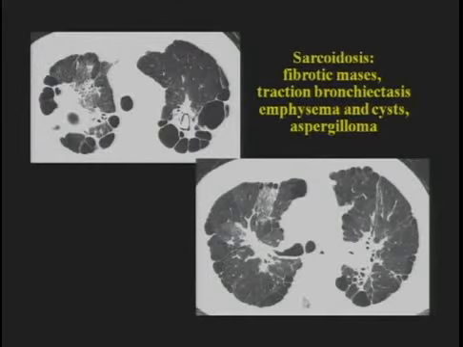And sarcoid has a propensity to be associated with aspergillomas, a very common association. And here a patient with fibrotic sarcoid and these upper lobe masses of fibrous tissue with traction bronchiectasis. And here a cyst or an area of emphysema on the left with an aspergilloma inside it.